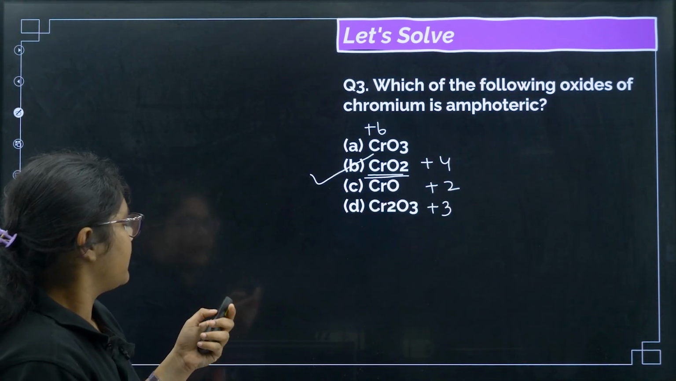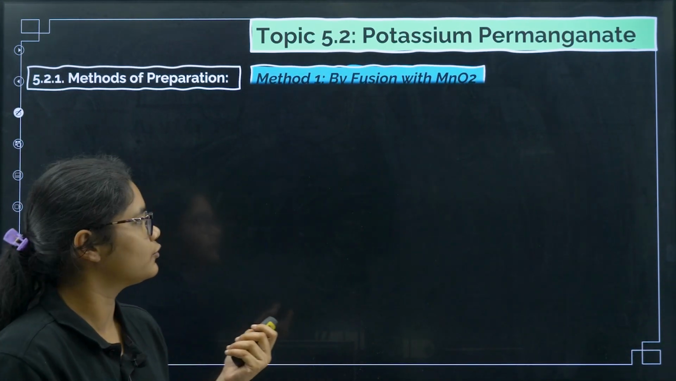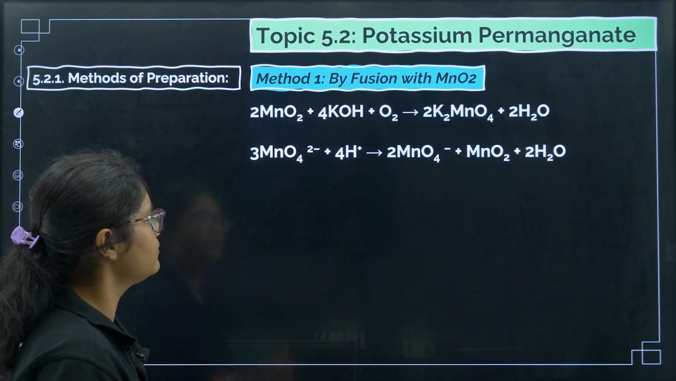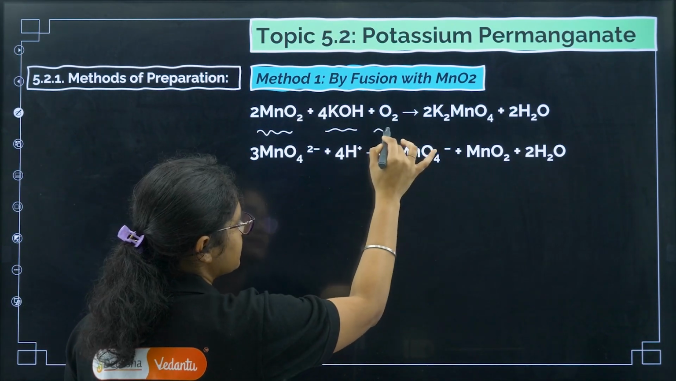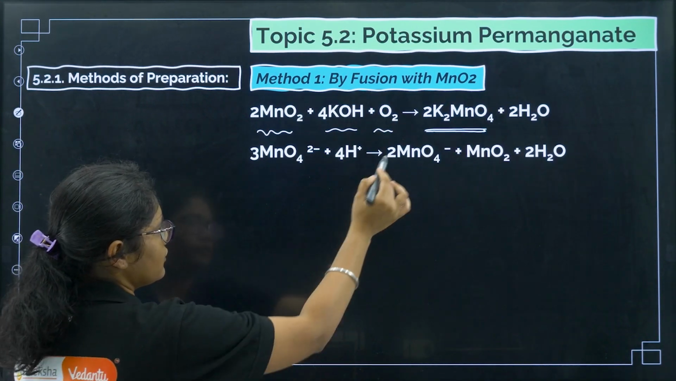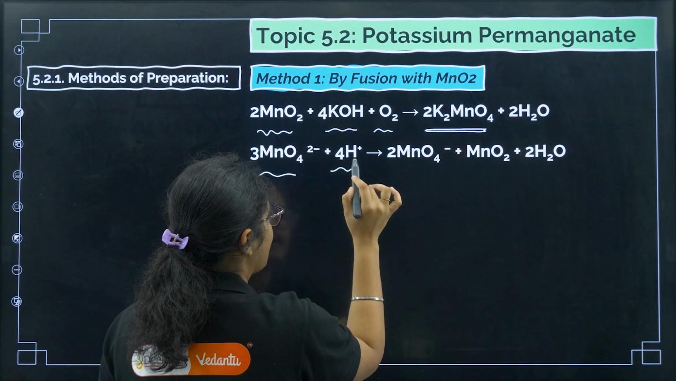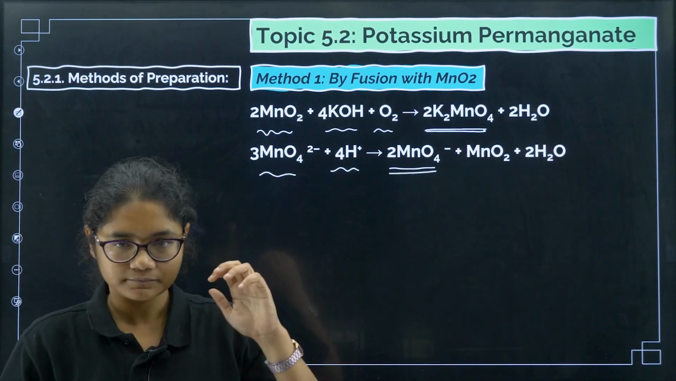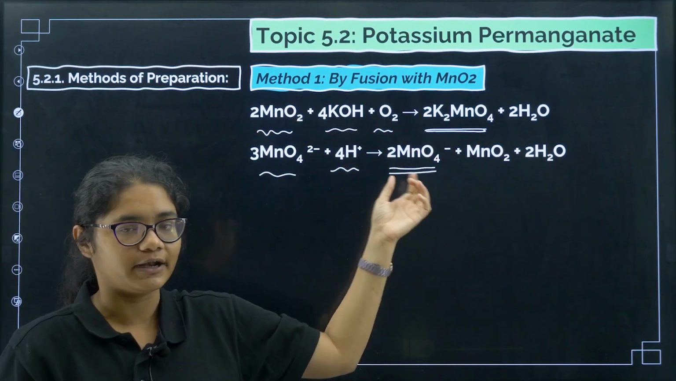Okay. Fine. Now coming to the second compound, potassium permanganate, KMnO4. First of all, there are three methods of preparation here. The first method is fusion of MnO2. MnO2 is treated with a base or an alkaline medium in presence of O2 to get converted to K2MnO4. K2MnO4 can be written as MnO4 2 minus. It is treated in acidic medium to get converted to permanganate. So first MnO2 is converted to manganate, and manganate is then converted to permanganate.